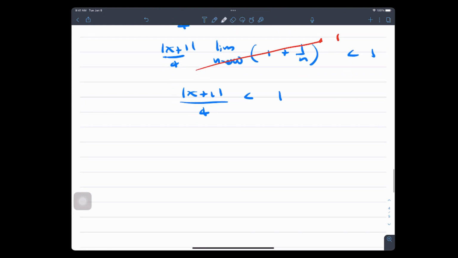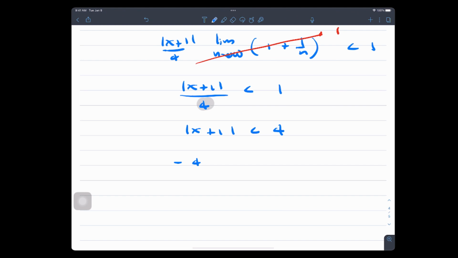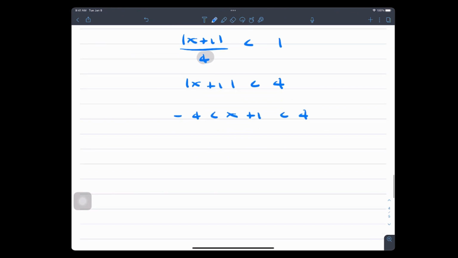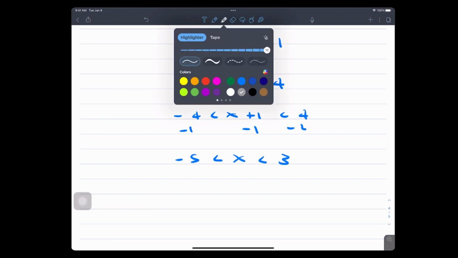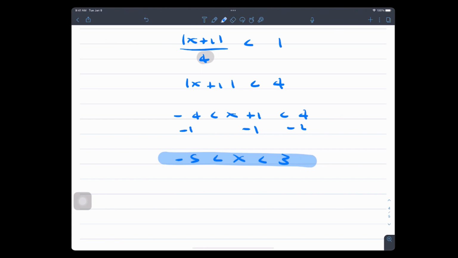Okay, and now multiply by 4, and you end up with what? Absolute value of x plus 1 is less than 4. Definition here of the absolute value inequality. So subtract 1 from the left, the right, and the middle. So here's our interval now, okay? But we got to check the endpoints again.